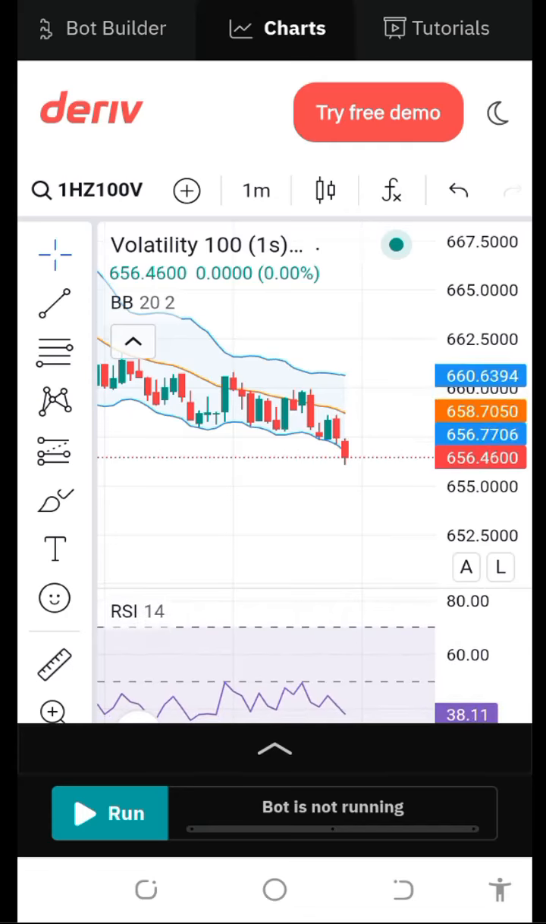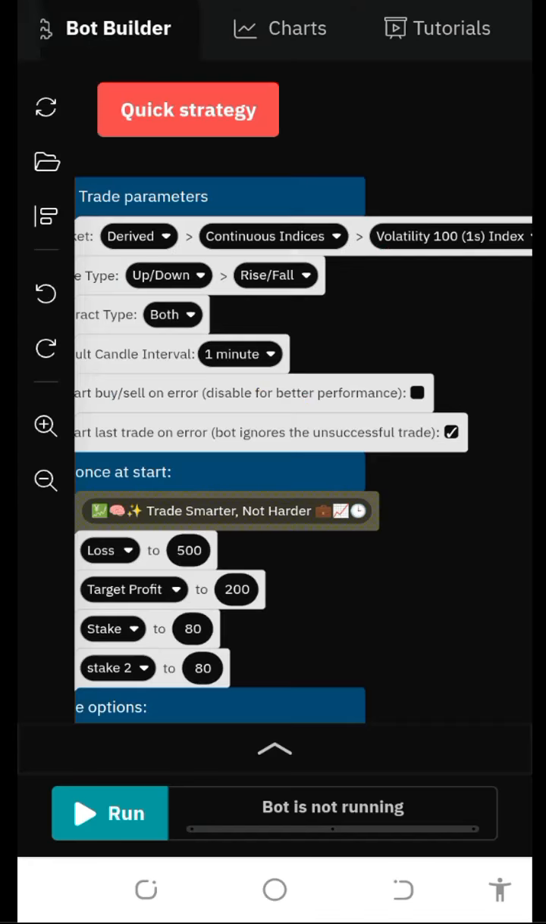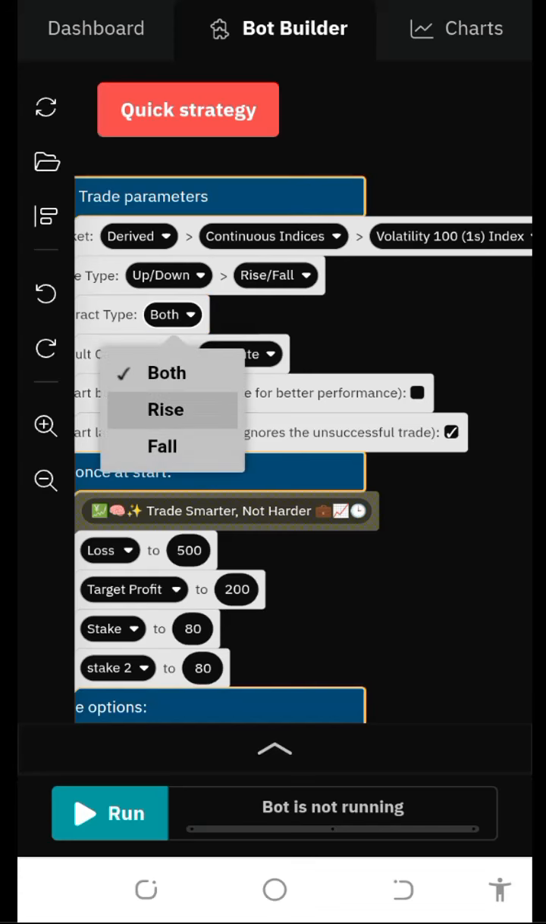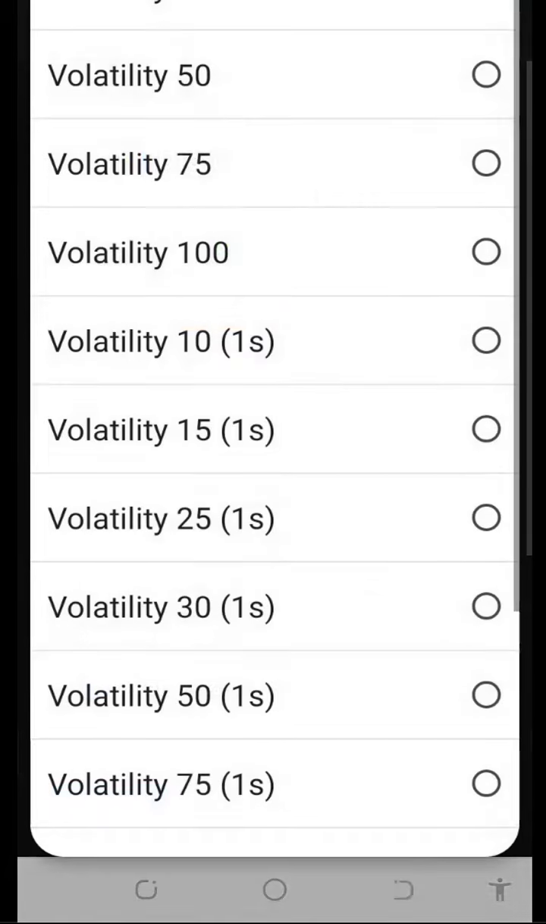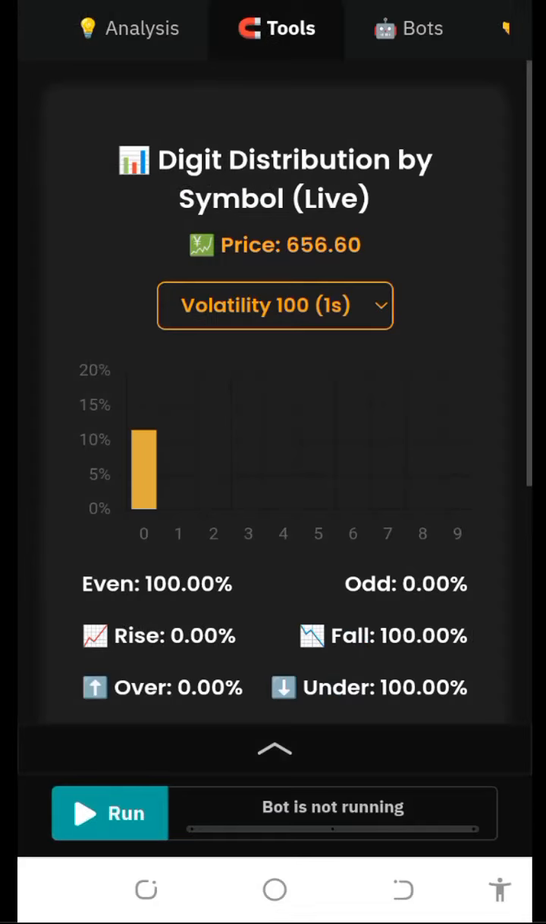There are 3 bands there. You can see a blue one on the top, a reddish one in the middle, and then another one below. So we are preparing for a rise here because it's already touched the lower band. Prepare for a rise. Let's analyze with the tool.